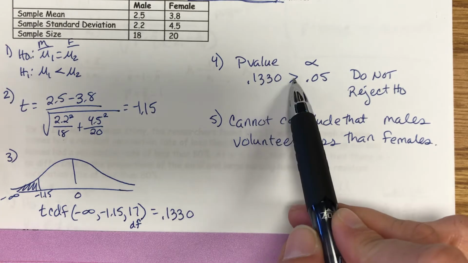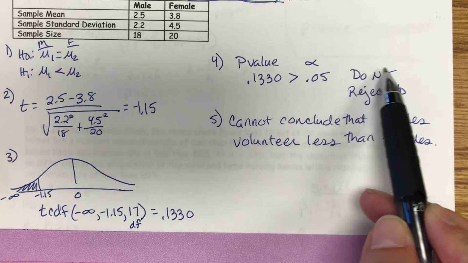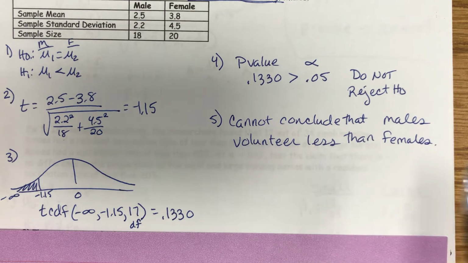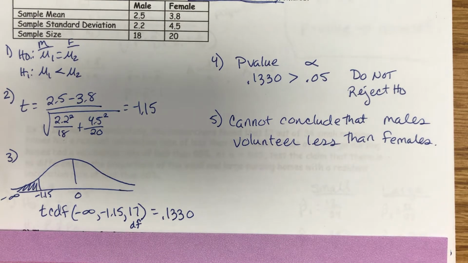Our p-value is greater than alpha, which means do not reject the null, which means we cannot conclude that males volunteer less than females. We don't have enough evidence to make that conclusion. All right, and then the last problem.